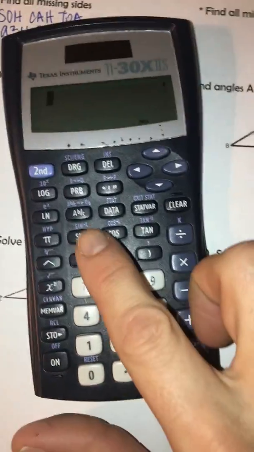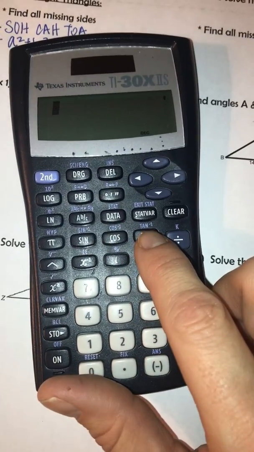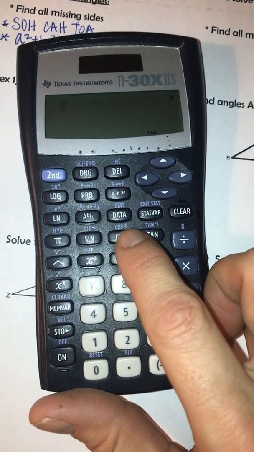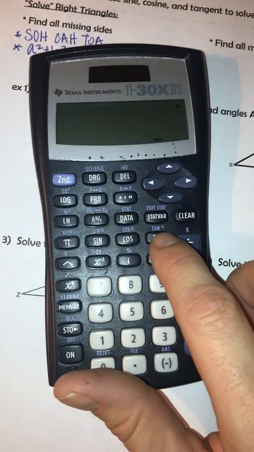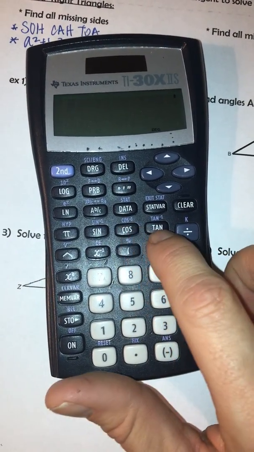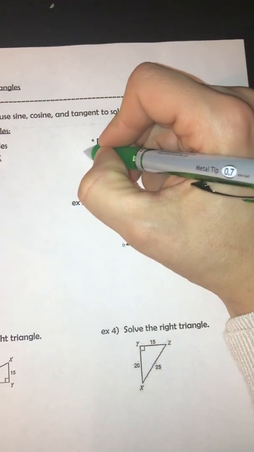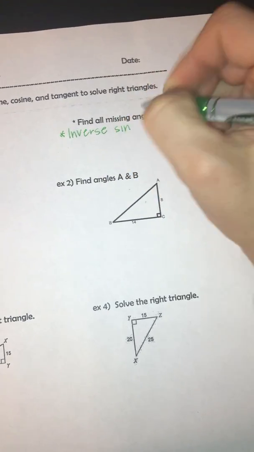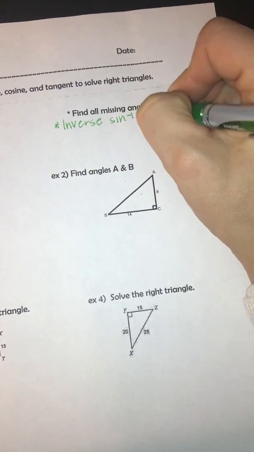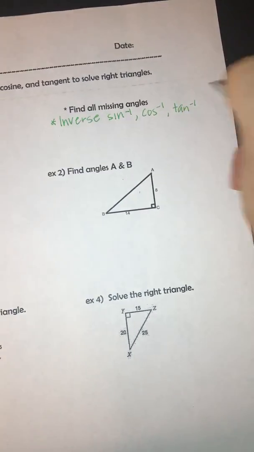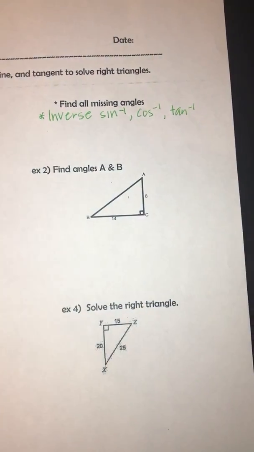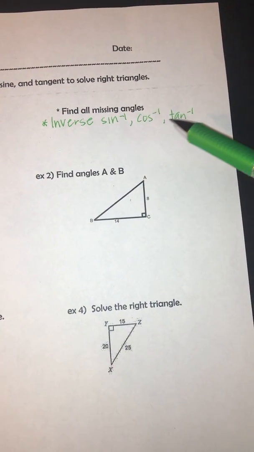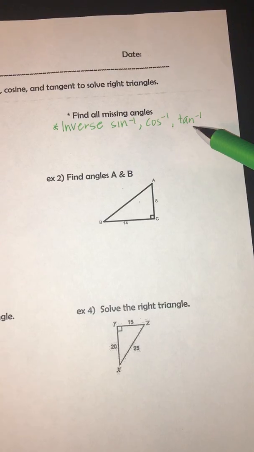If you look right above the sine, cosine, and tangent buttons, there's sine to the -1, cosine to the -1, and tangent to the -1. That's called the inverse sine, inverse cosine, and inverse tangent. We're going to use that today to find missing angles. So to find missing sides and angles, you're going to use inverse sine, inverse cosine, and inverse tangent. I'll show you how to do that here in a second.